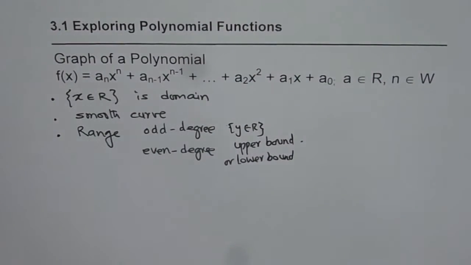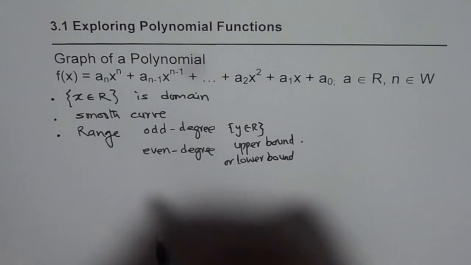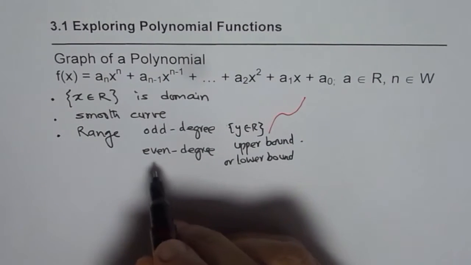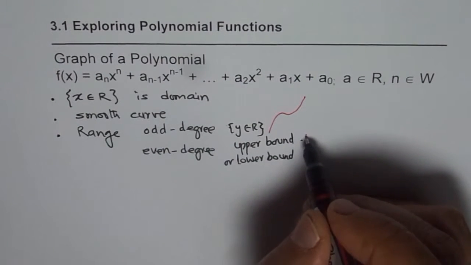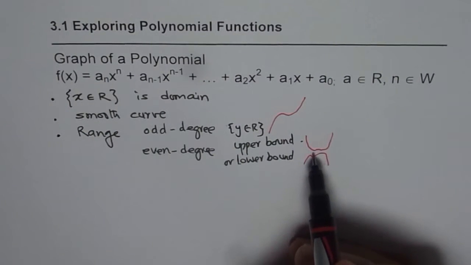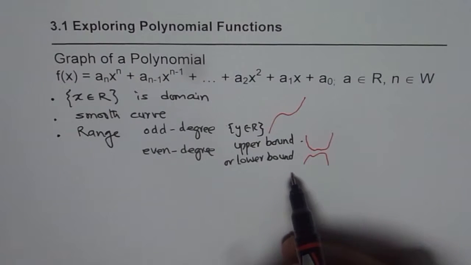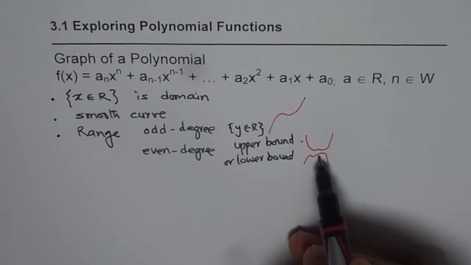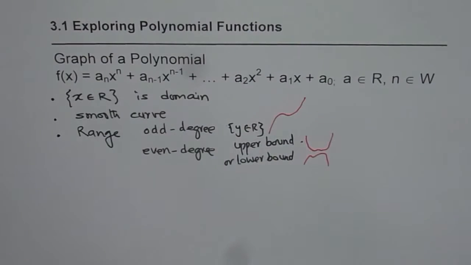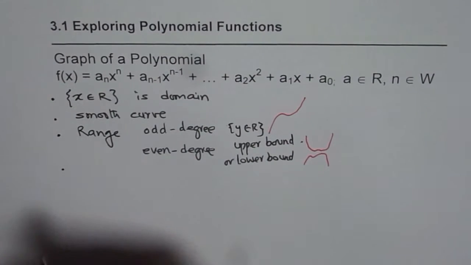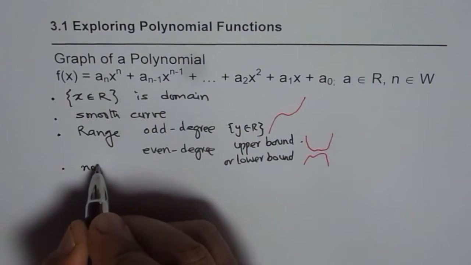So what I'm trying to say here is, if it is an odd degree polynomial, you will see a graph which is kind of like this. But if it is even degree, you may have a graph kind of like this, or kind of like this. So it has an absolute minimum, or absolute maximum as far as the range is concerned, right?